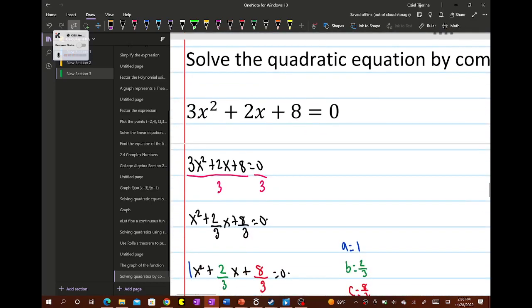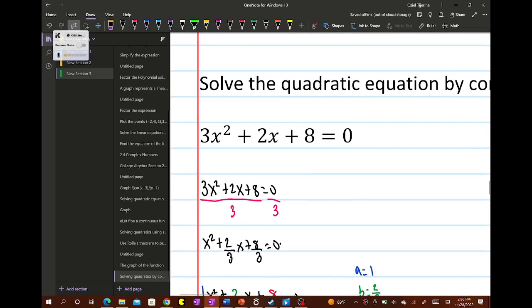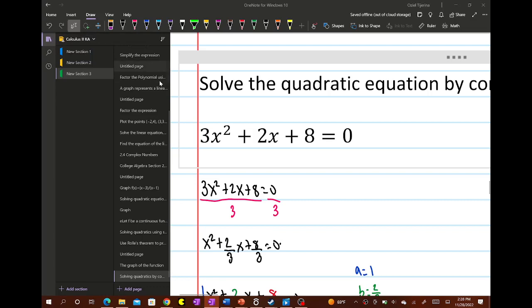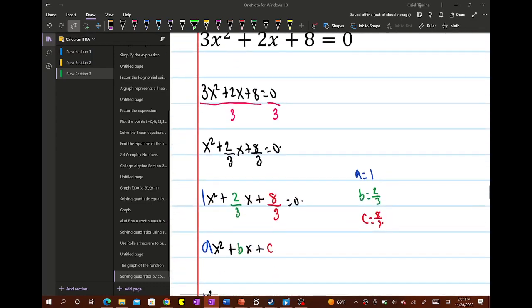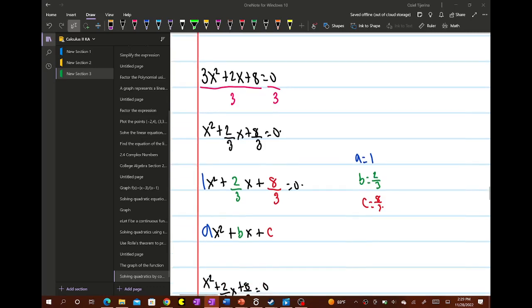So I'm going to go over what I did here. The first thing I did was divide by 3. That is because you have to make a equal to 1, okay? So we have 3x squared plus 2x plus 8 equals 0, and I divided by 3 on both sides. And of course I got x squared plus 2/3 x plus 8/3 equals 0, right? I labeled A, B, and C here. So A is 1, B is 2/3, and C is 8/3, right?